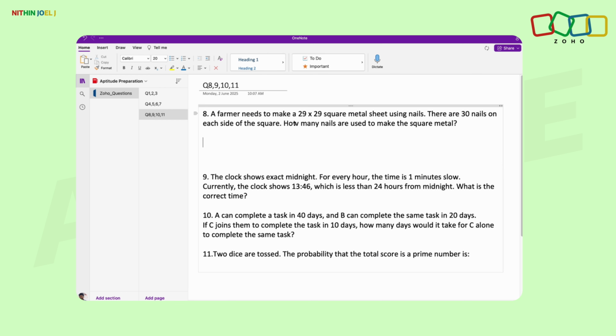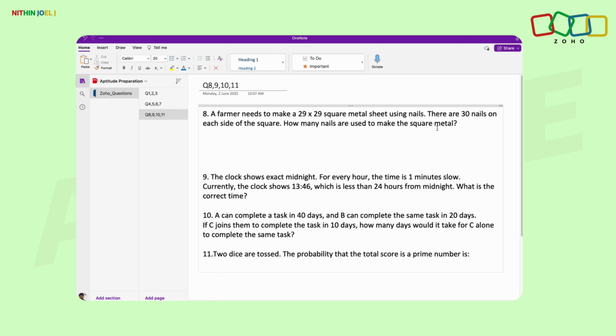A farmer needs to make a 29 cross 29 square metal sheet using nails. There are 30 nails on each side of the square. How many nails are used to make the square metal? So a farmer is making a 29 cross 29 square metal, and each side is having 30 nails over them. So the question is asked, how many nails are used to make the square metal?